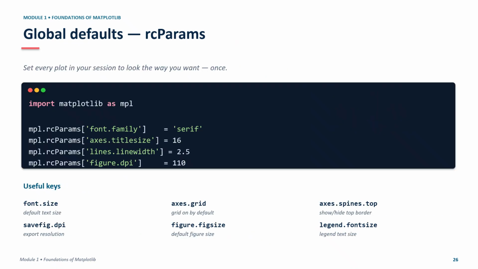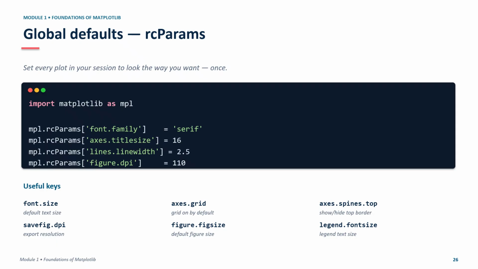So rcParams is one of Matplotlib's most powerful but underused features. It lets you set global defaults that apply to every plot in your session. So what is rcParams? It stands for runtime configuration parameters. It is a dictionary that stores all of Matplotlib's default settings, like the font size, the line width, the color, figure size, the grid setting, and 100 more.